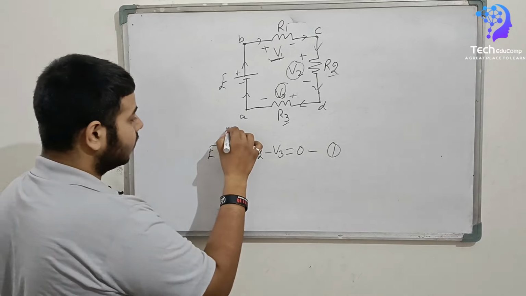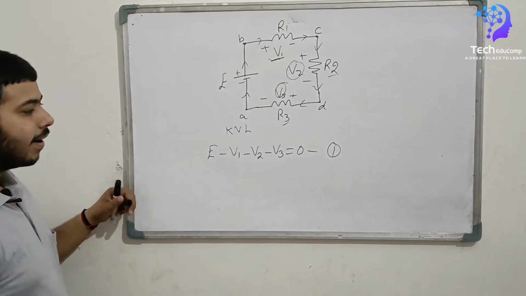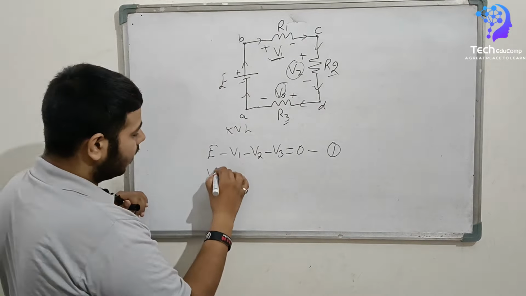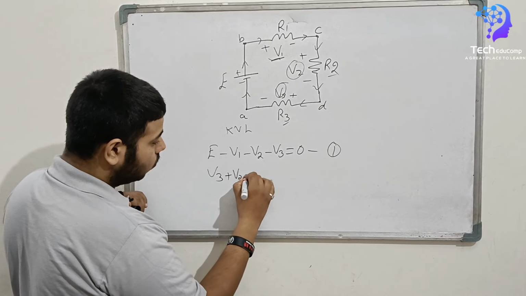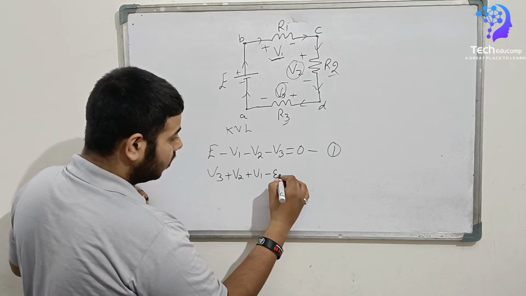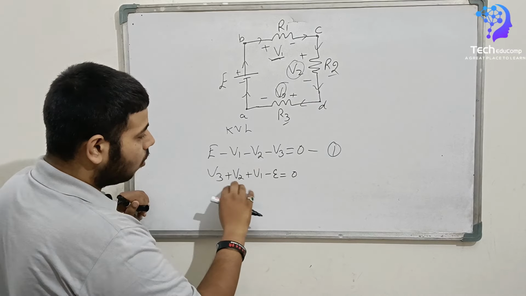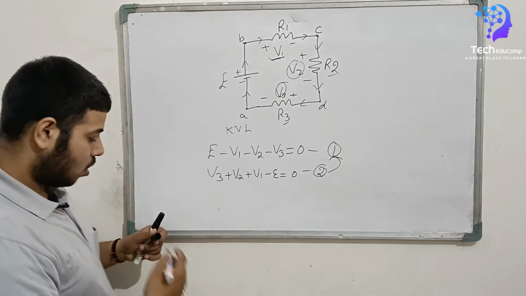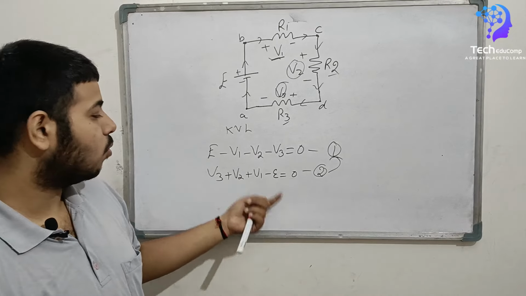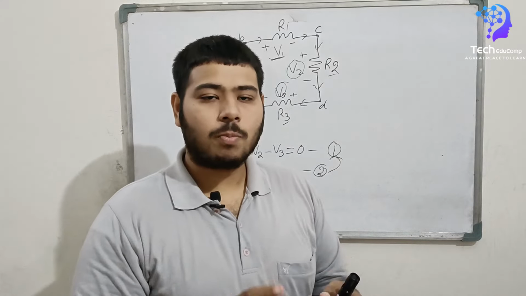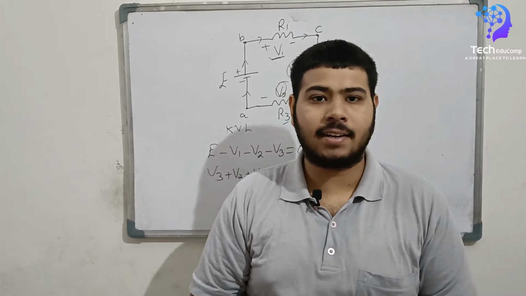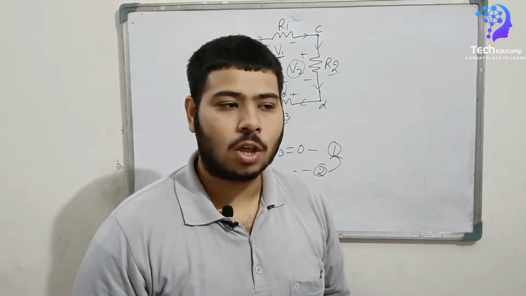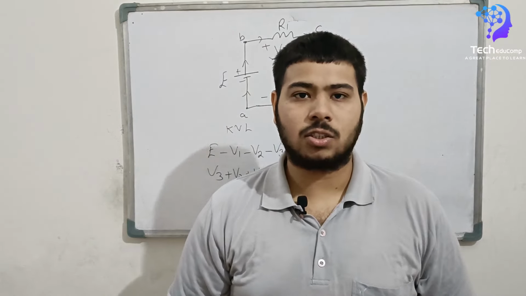By using the KVL statement, I can also write the same thing by following the current: V3 plus V2 plus V1 minus E equal to 0. Taking all these terms to that side, it will be the same as equation number 1. So this was a small explanation of KVL. By manipulating the equations, I can write the same equation in two or three ways, in your own way. So this was all about the Kirchhoff laws.